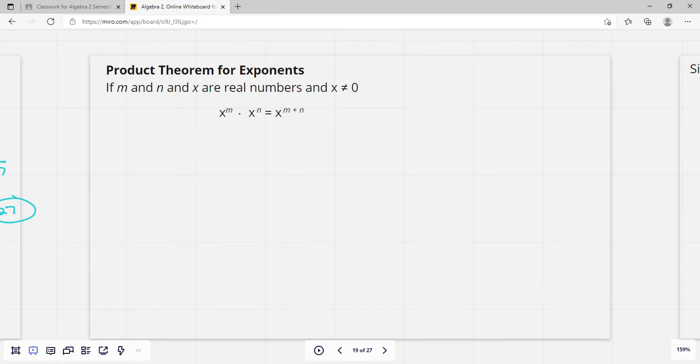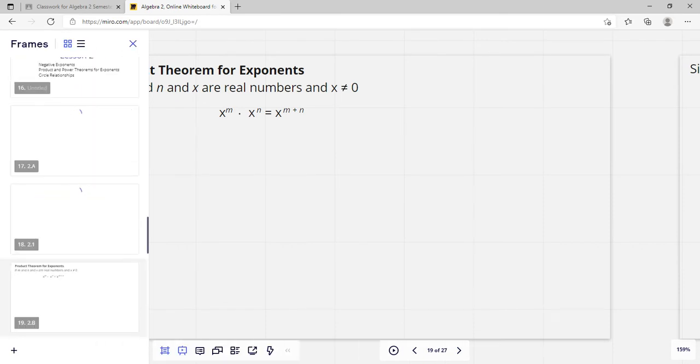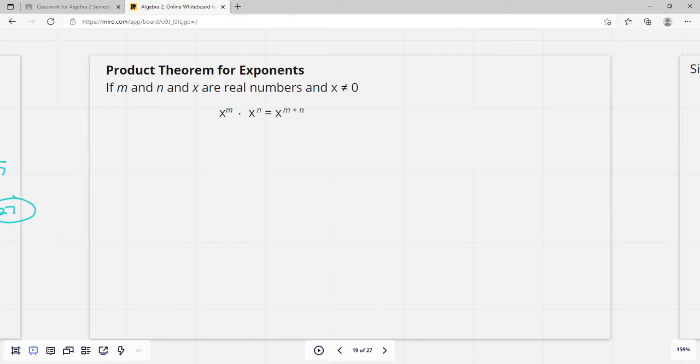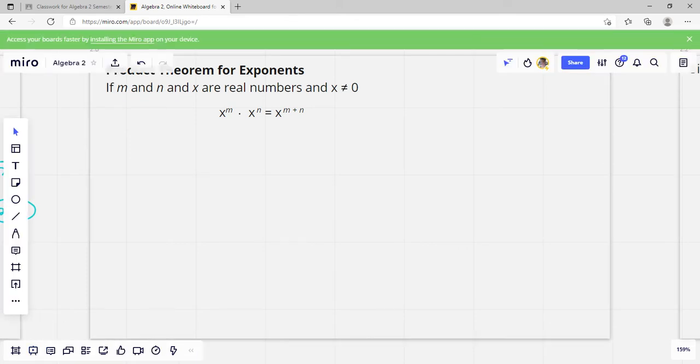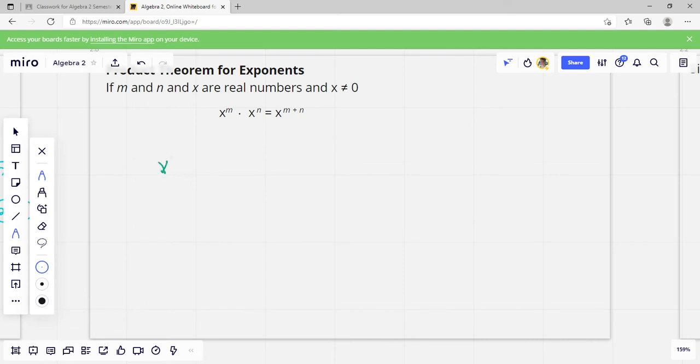All right, product theorem for exponents. If m and n are real numbers and x is not equal to 0, then, okay, so basically what this is saying is if you have x to some number, like let's say squared, times x to the third, it's going to equal x to the 2 plus 3.